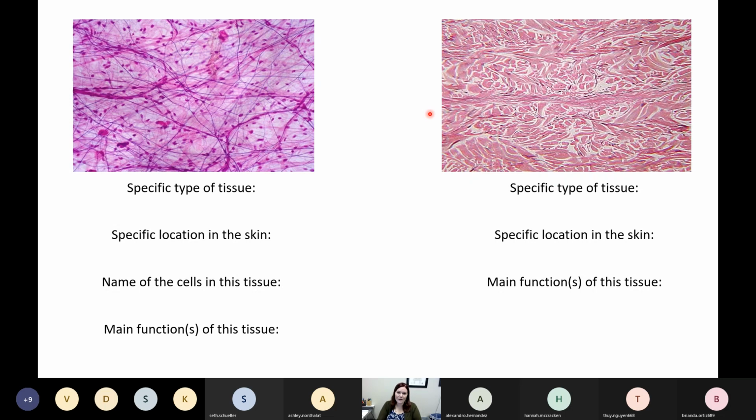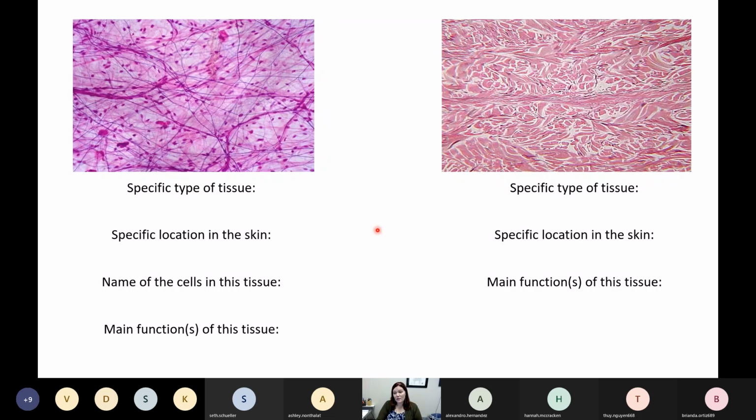Remember that we also have in the body dense, regular connective tissue. And when you look at that one, all of the proteins are arranged the same way. So if you're looking at a tissue where all the proteins are going the same direction and all I see is lines and lines of proteins, dense, regular connective tissue.